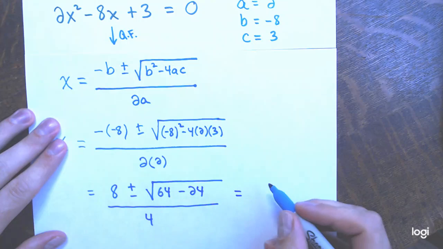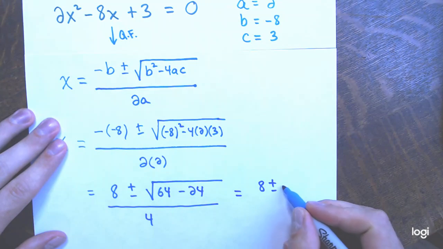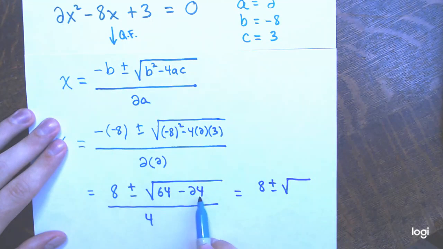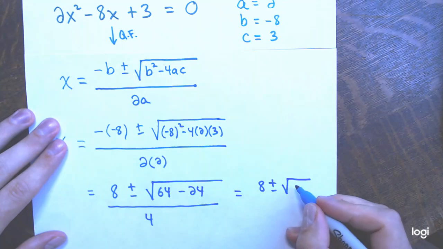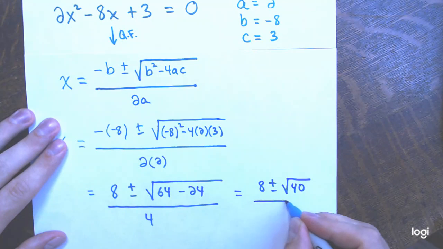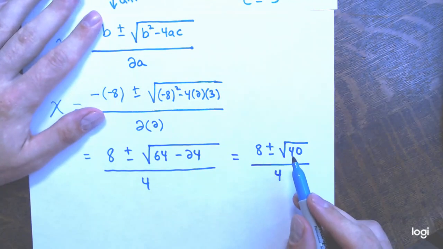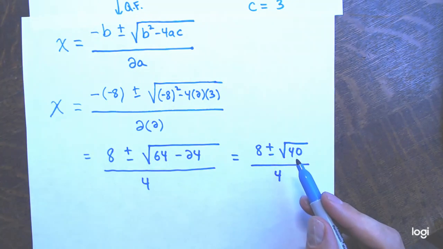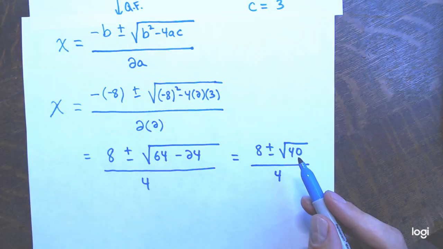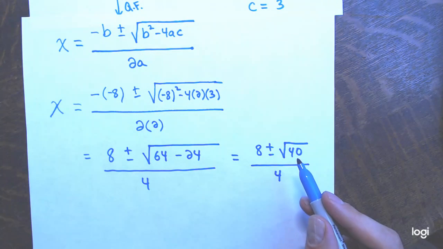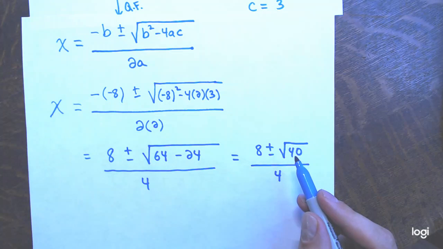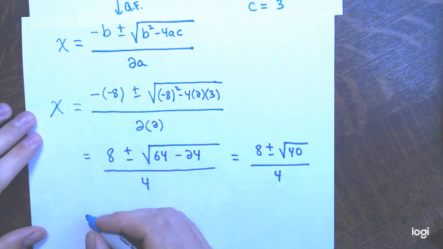So we have 8 plus or minus the square root of 40, right? 64 minus 24. All of that divided by 4. The radical is not simplified, right? 40. 4 is a perfect square that goes into 40, right? You can write that as 4 times 10. So I can break this up to the square root of 4 times the square root of 10, or 2 times the square root of 10.